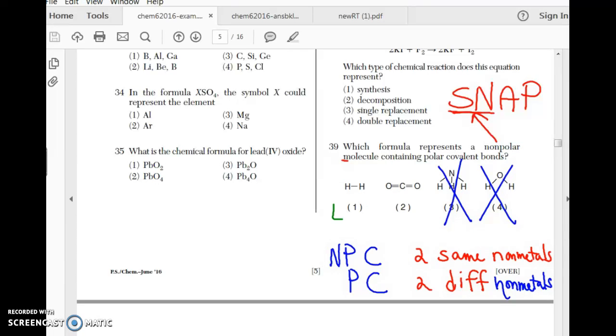Now, which of the 2 remaining molecules contain a polar covalent bond? Well, remember, if you're a nonpolar covalent bond, you have 2 of the same nonmetals. If you're a polar covalent bond, you have 2 different nonmetals. That means choice 2.